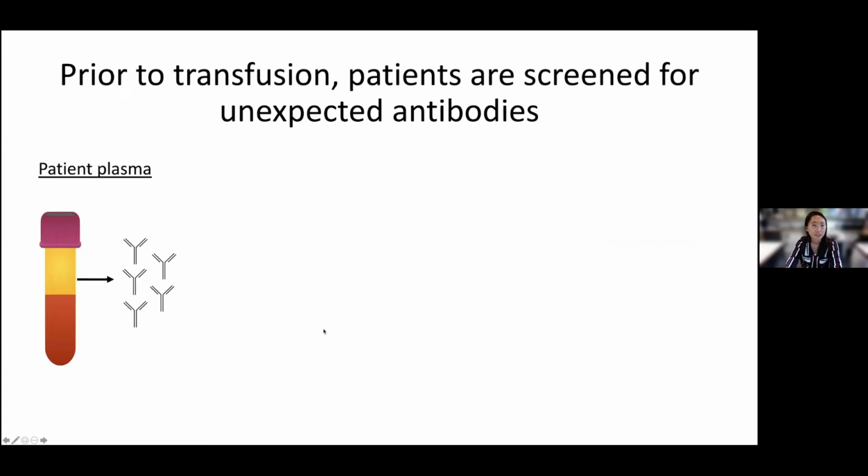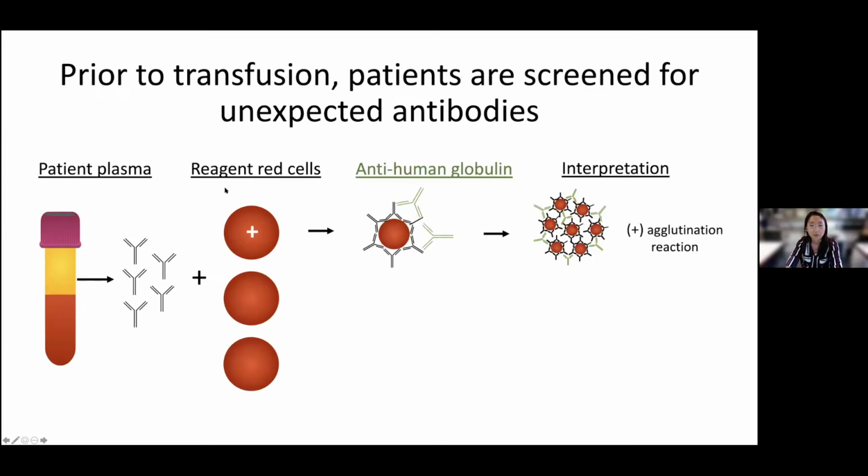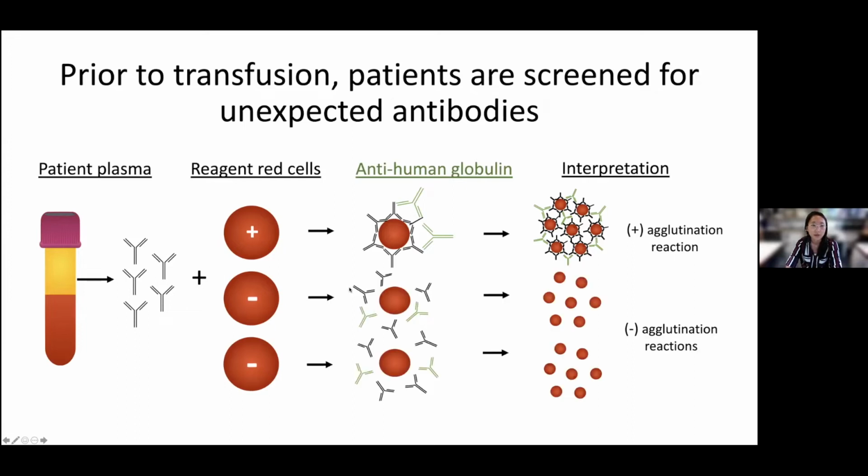So having these alloantibodies can be really dangerous, especially if they're re-exposed to the same antigen again. So prior to each transfusion, patients are screened for unexpected antibodies. And the way you do that is by taking their plasma, which may or may not contain antibodies, and then incubate them with reagent red cells with predetermined combinations of red cell antigens. And you're really looking for both a positive agglutination reaction, so the clumping of these red cells caused by the antibodies in the patient plasma, along with negative agglutination reactions where there's no agglutination.